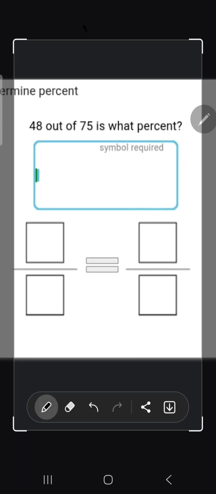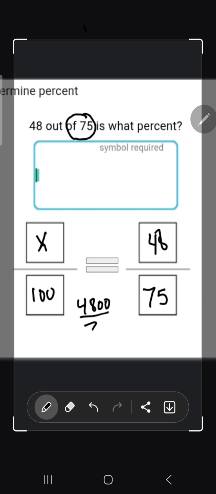Last problem. We don't know the percent again. That goes over 100. 48 out of 75. 75 would be the total. 48 would be the part. So we're going to do 100 times 48, which is 4,800, and we're going to divide by 75, and that comes out to be 64. Make sure you have a percent because that's what the question was asking.